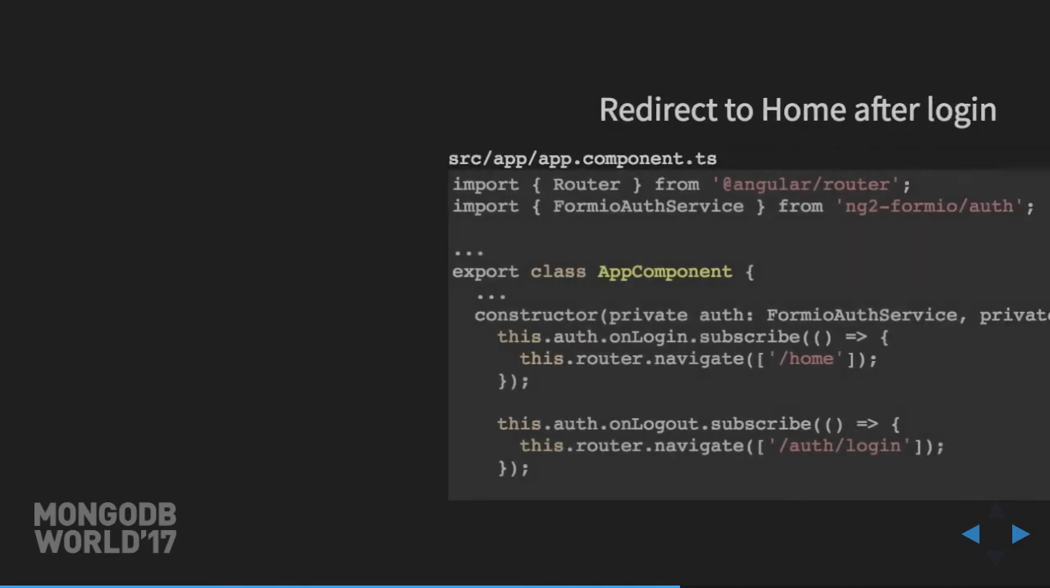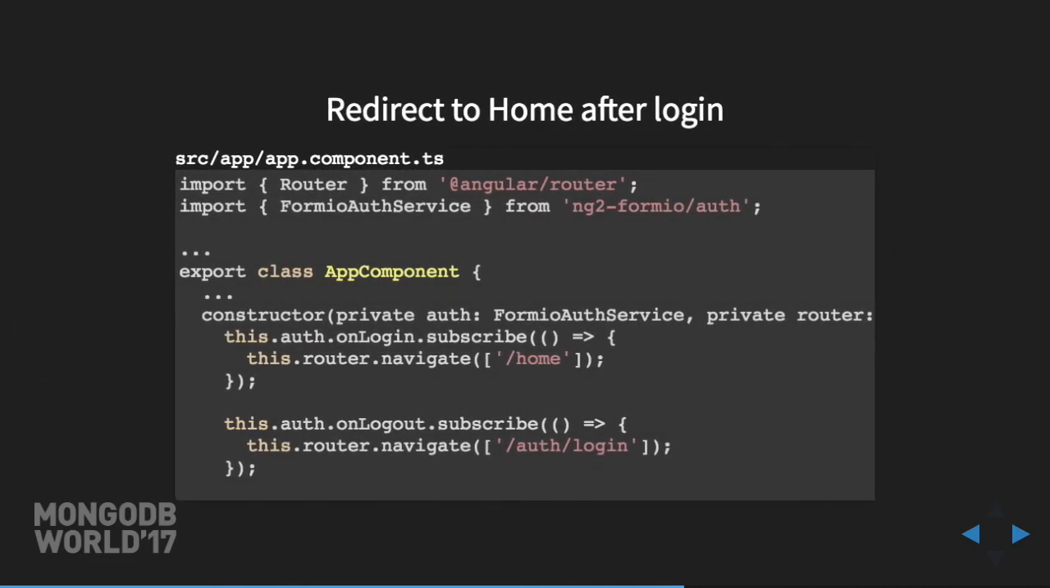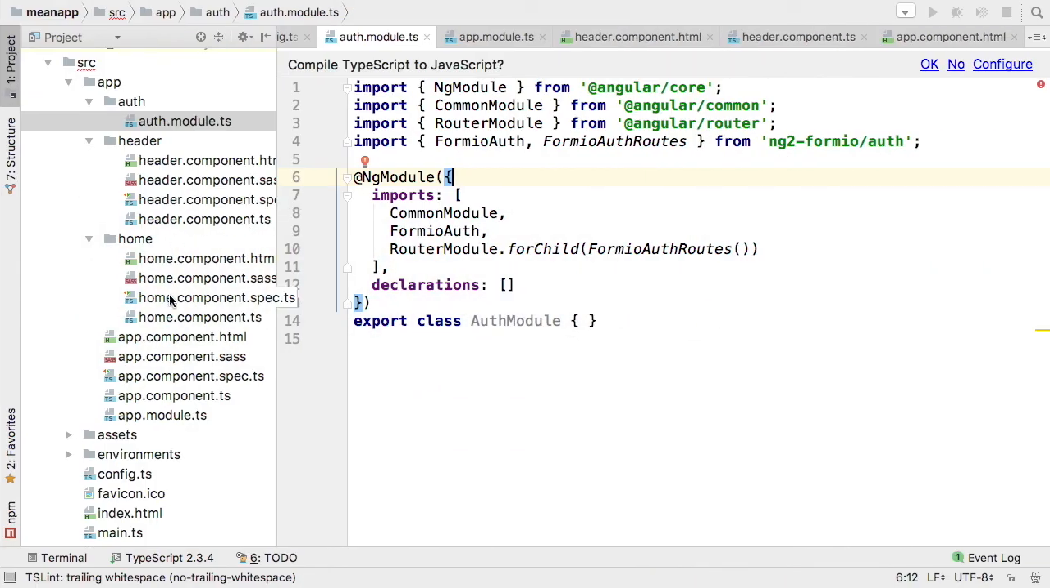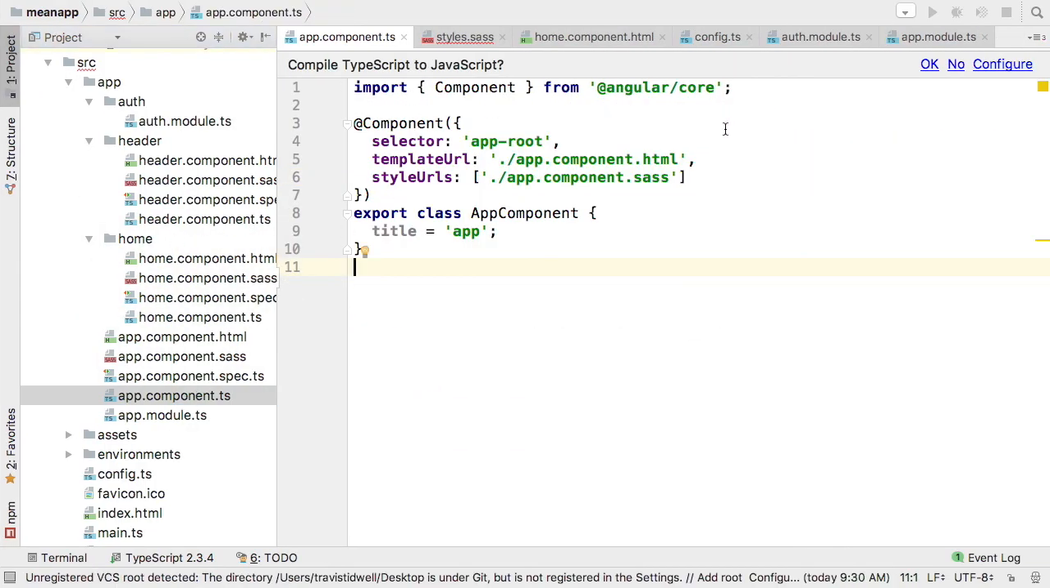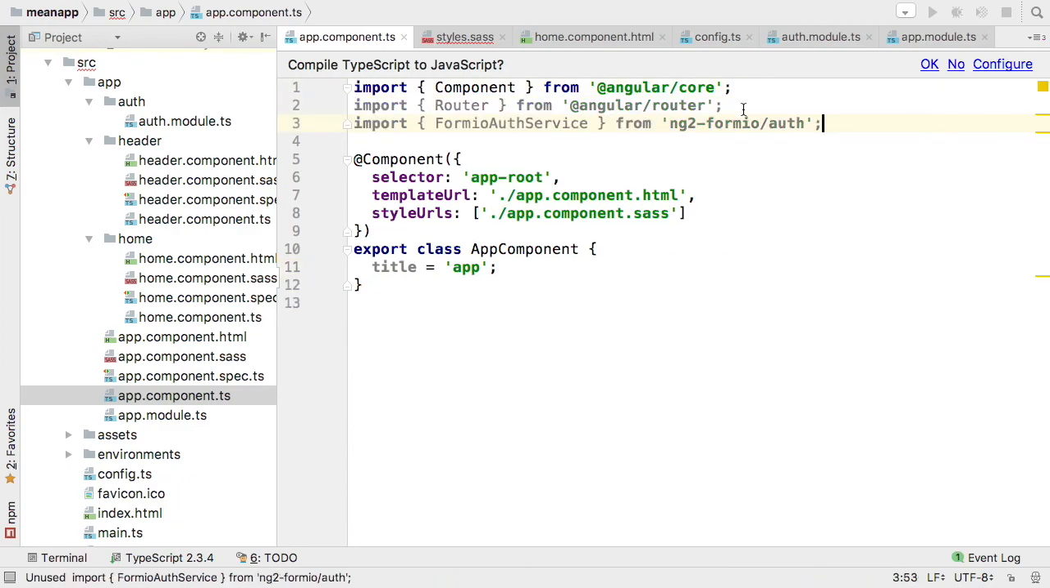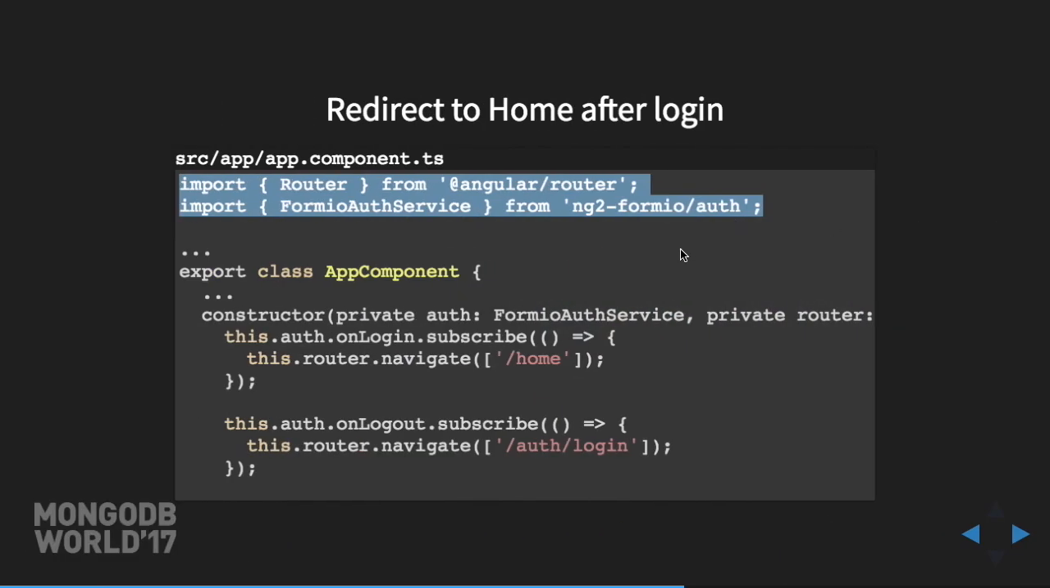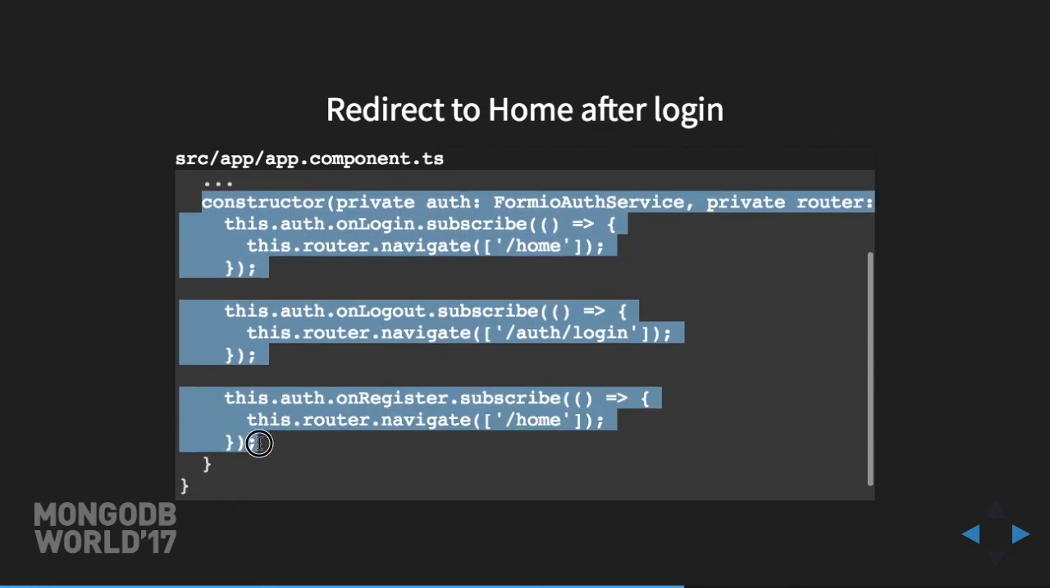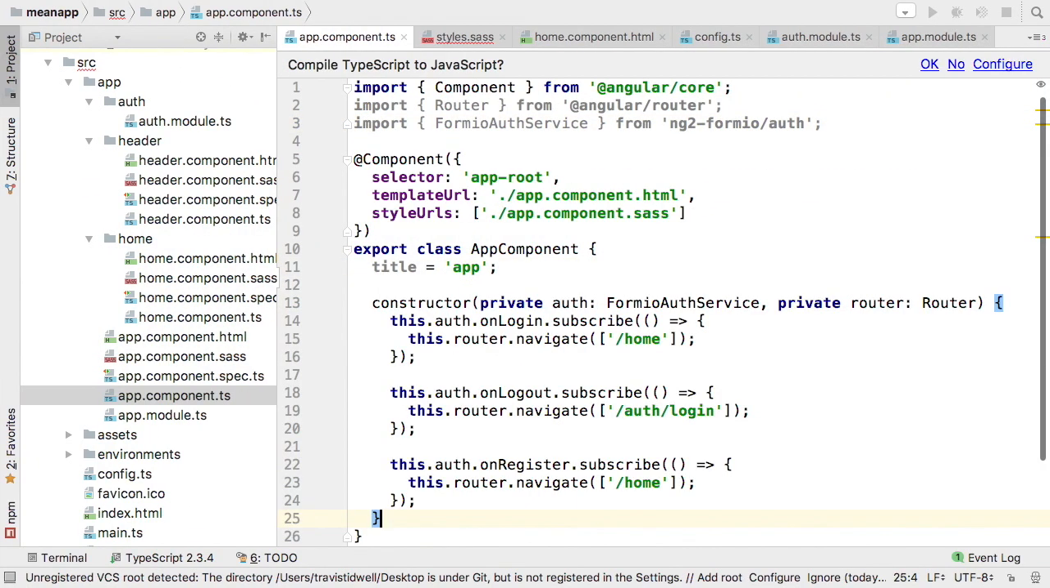So let's move on. So now we need to actually redirect to the home page after we log in. Where we're going to do this is under the app component. We're going to bring in the router and the formula auth service. Let me check my time real quick. Yep, we're good. We've got 20 minutes. So under app component.ts, we're going to go to here. And then what we're going to do is we need to just copy this constructor here, and we need to plop that inside of the app component so that it looks like that.